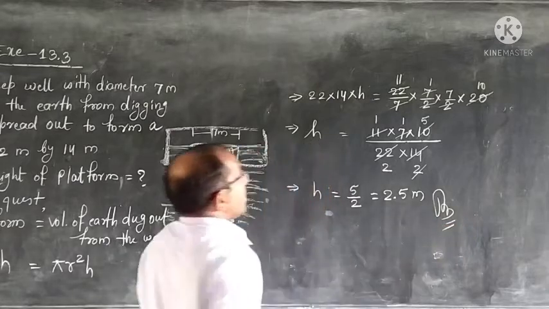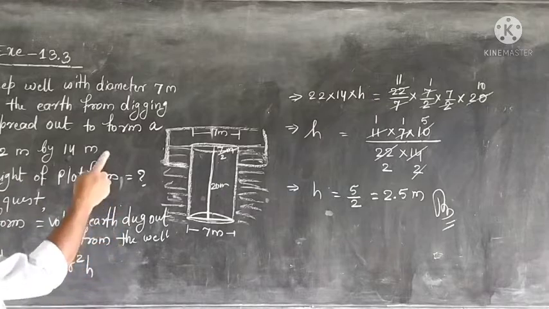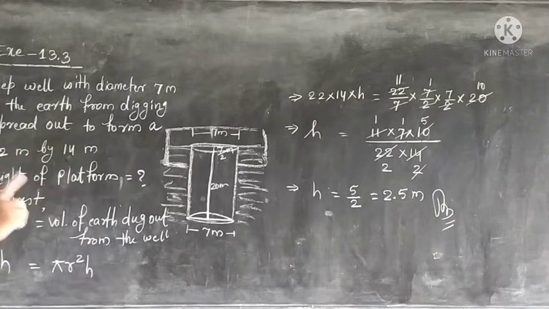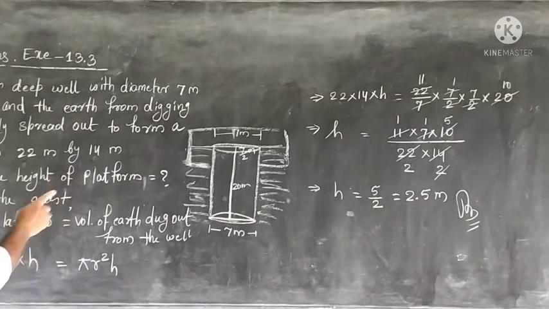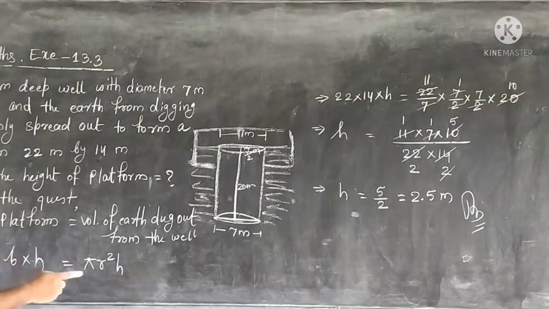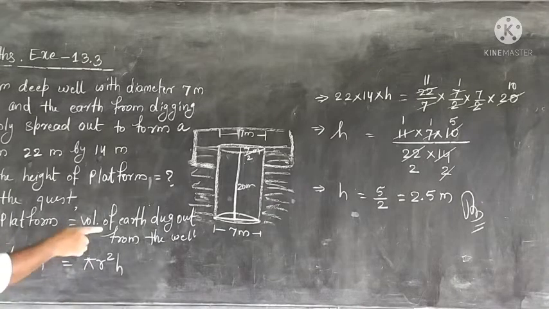So, it is an easy solution, an easy concept also. The well is dug 20 meter deep, with 7 meter diameter. So, the radius of the well will be 7 by 2, and the height is the depth of the well. The mud that comes out from the well is evenly spread to make the platform, which is length into breadth into height, because that is a cuboid, and we used pi r square h for the cylinder.